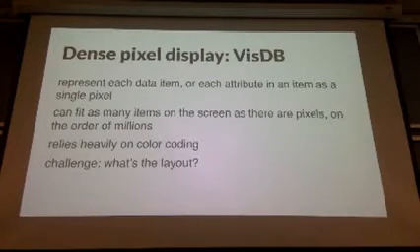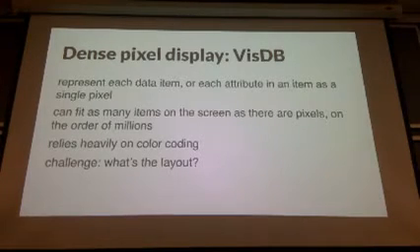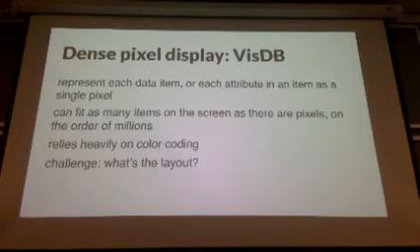Instead I want to talk about pixel displays, and this DB is one example of that. The idea of pixel displays is that each data item or each attribute is a single pixel. That's different from heat maps where an item is a row. In a heat map, you have an item as a row, and you assume that all of your columns are of the same data type and of the same scale. We talked about heat maps in the context of, for example, gene expression data, where we always have the same data scale and the same data type.